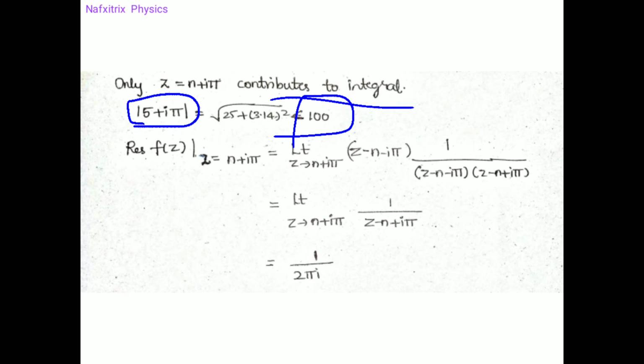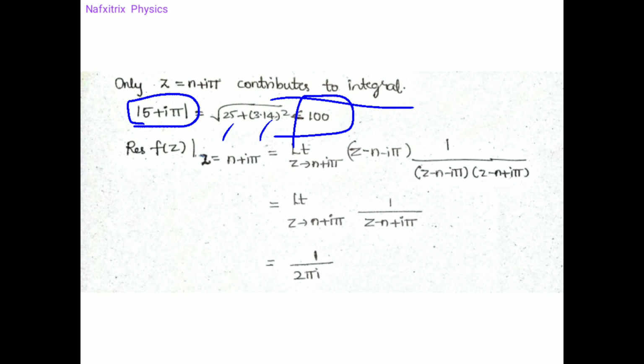So the magnitude of 5 plus i pi, using the formula square root of a square plus b square, would definitely be less than 100. Roughly pi squared is 9, so 25 plus 9 is 34. So we would get the square root of 34, which should definitely be less than 100.